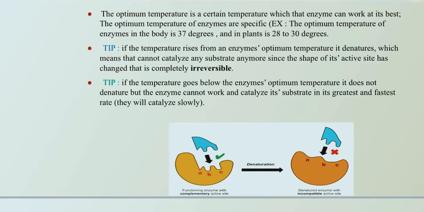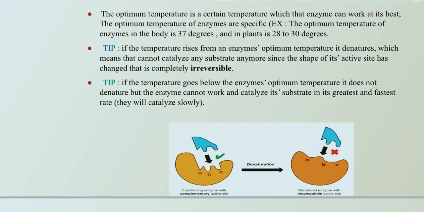There is a tip here: if the temperature rises above an enzyme's optimum temperature, it denatures, which means that enzymes cannot catalyze any substrate anymore, since the shape of their active site has been changed. This process is completely irreversible, and those enzymes that have been denatured cannot regain their last shape anymore. That means they are done, and they cannot catalyze any substrate anymore.